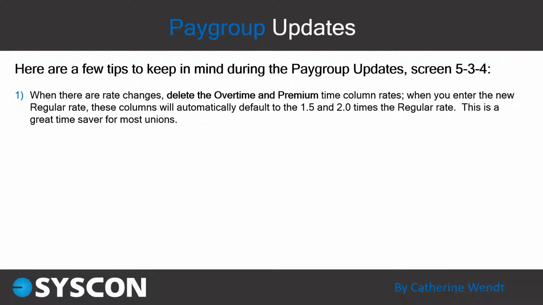And here are a couple tips for you. When there's a rate change, you can delete the overtime and premium time column rates. When you do that and you put the new hourly rate in, it will automatically default over for time and a half and double time. So let me show you how that works.